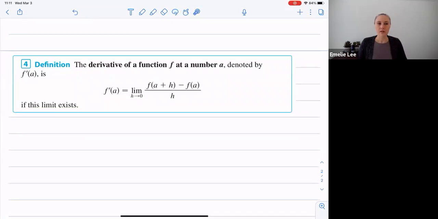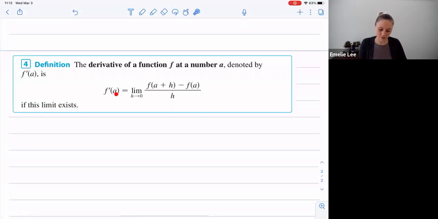Okay. So there's some notation, and I can't remember if I introduced this. I don't think I did last day, the prime notation, f prime of a. Okay, so let's talk about this. How do we read this?